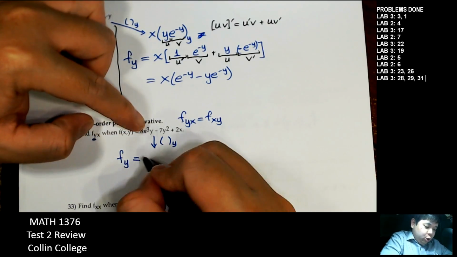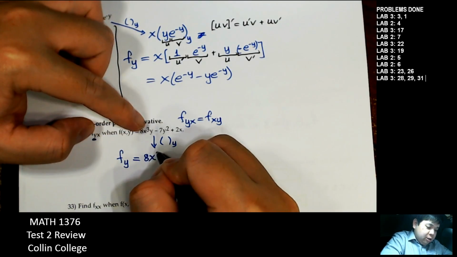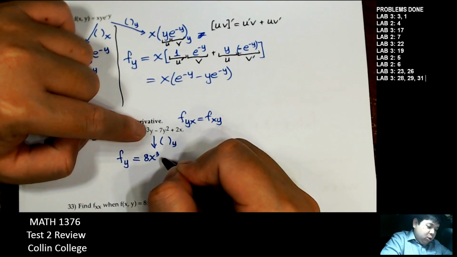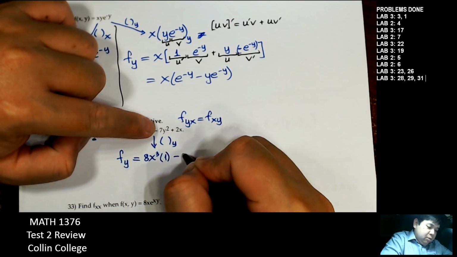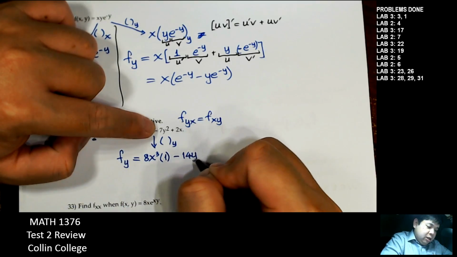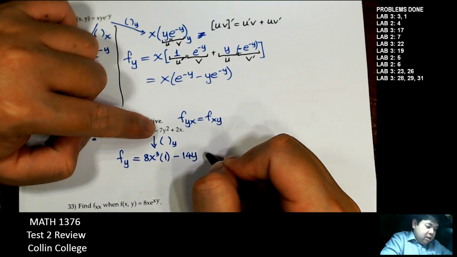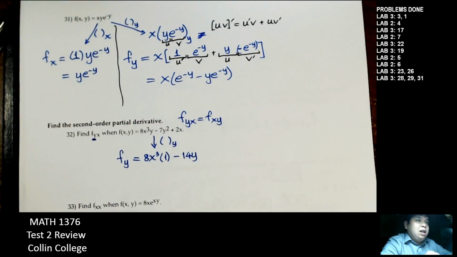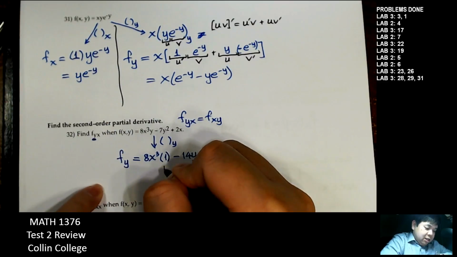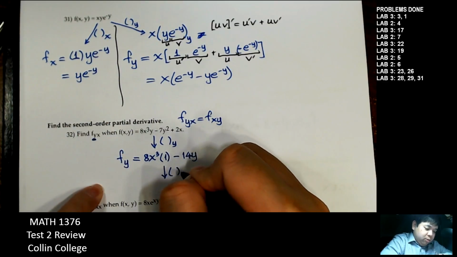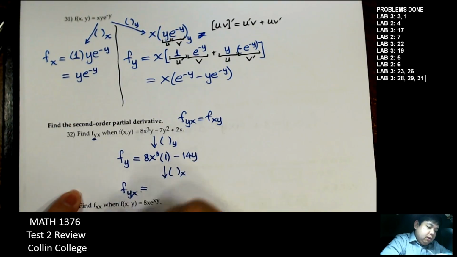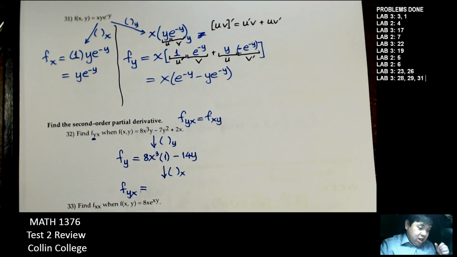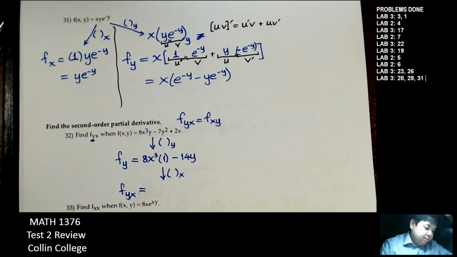So 3x cubed is a constant. The derivative with respect to y is 1. This is minus 14y. That's it, and 2x is a constant. So that is the derivative with respect to y. Now if we want f_yx, we take the derivative with respect to x. That becomes f_yx. I should write more detail like this in class.